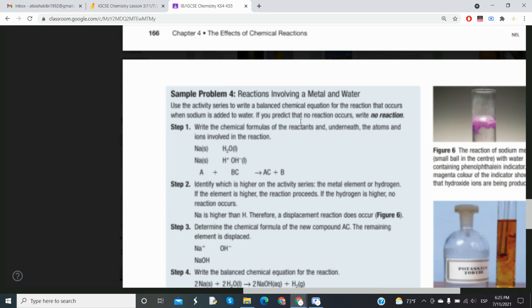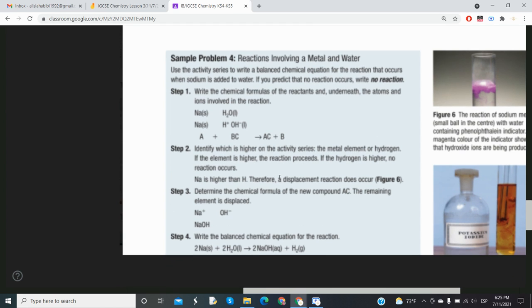If you predict, again, that no reaction would occur, then you'd write no reaction. So what we need to know about the reactions that involve metal and water is that first we need to write down the chemical formulas of the reactants, and underneath we need to determine the atoms and the ions that are involved. So we know that sodium is added to water, so sodium has a chemical formula of Na. And water, of course, H2O. We know whenever we have reactions that involve water or acids, we need to split them into their ions. So that's pretty much what we're doing.